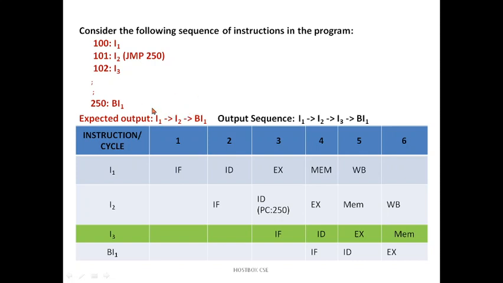So I hope you have an idea about what pipelining is. I already told you what a hazard is and why hazards cause delays in pipelining, and the types of hazards: structural hazards, data hazards and control hazards.